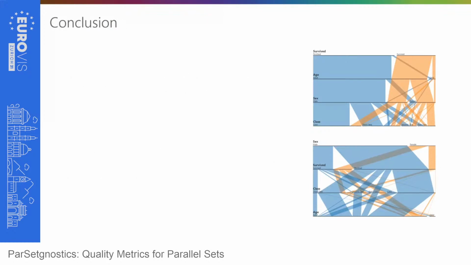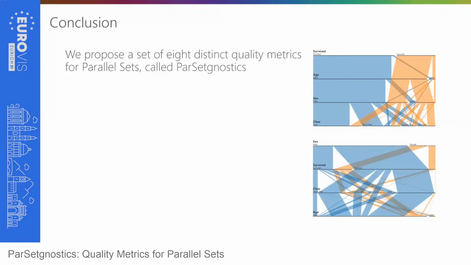So to conclude, in our work, ParSetgnostics quality metrics for parallel sets, we contribute 8 quality metrics that allow for the comparison and ranking of parallel sets visualizations to reduce clutter and improve their readability, such as overlap, slope, orthogonality, and the number of crossings.